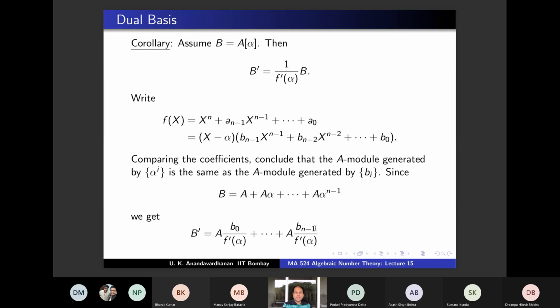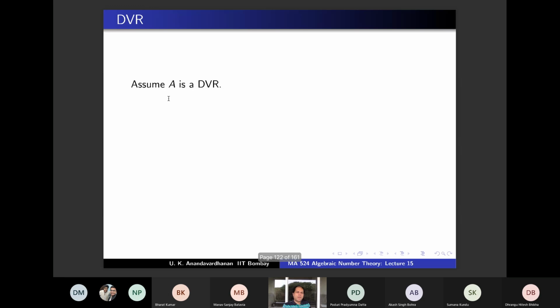So A b_0 plus etc. plus A b_{n-1} is the same as A plus A alpha plus etc., which is B. So this is nothing but 1 by f prime alpha times B, and that is the corollary. Okay. So we have introduced this concept of the dual of any additive group, and the dual of B has a nice expression when B has a particular form. When B is of that form, then the dual of B has a nice expression. Okay, all this we are going to use later.